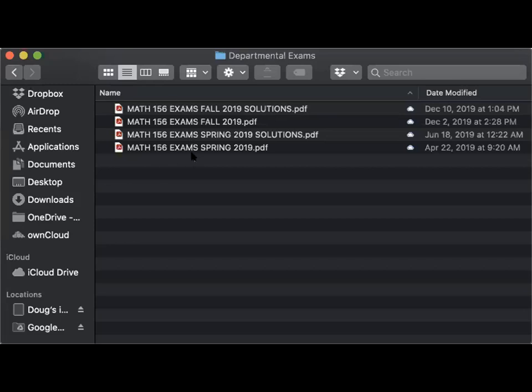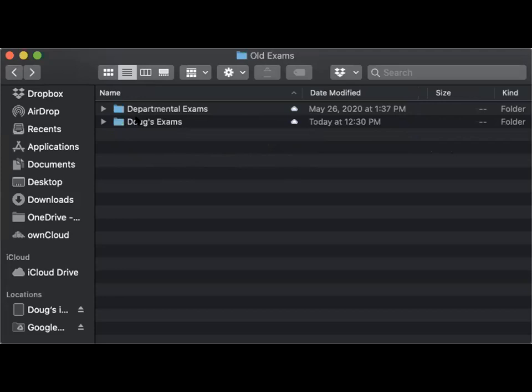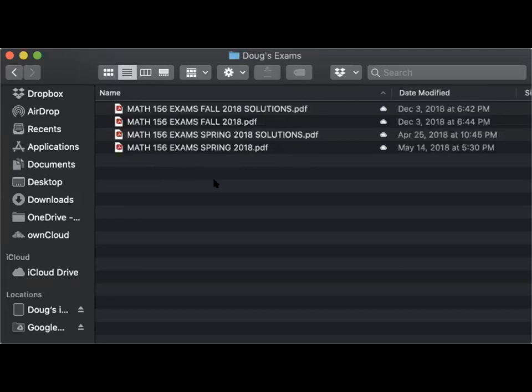But those are the departmental exams. In 2019, I was not one of the ones writing the departmental exam, just so you know that. And then if you go into Doug's exams, that would have been 2018, when I was writing my own exams for my own sections. Again, you have all 4 exams for fall and spring, and you have the solutions to those, where I've worked out full solutions.